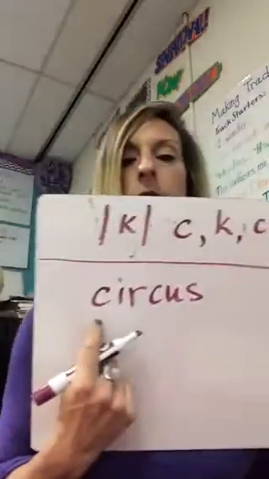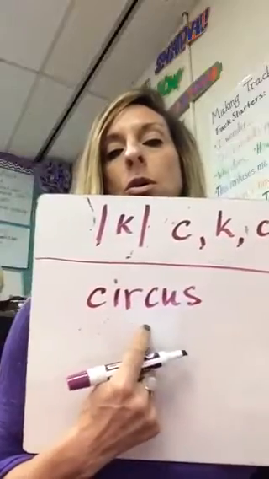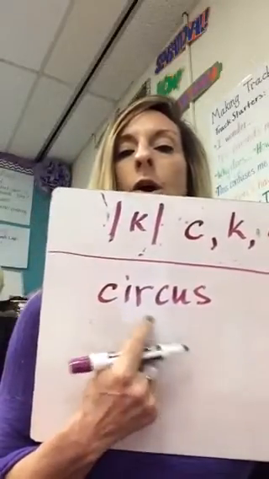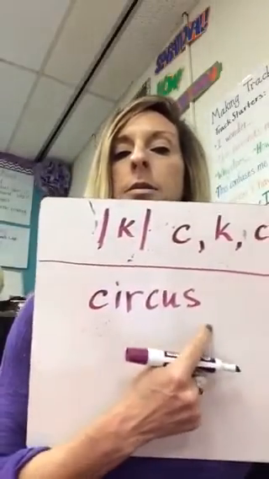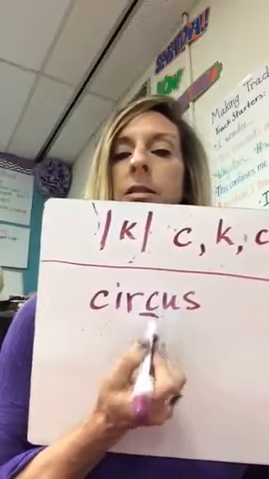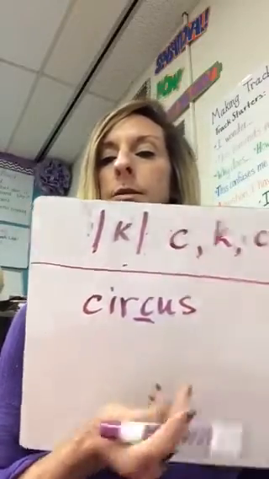Okay, next one. Let's do circus. Circus. Don't get tricked on this one. Circus does not start with an S. It starts with a C. Circus. So us. So this C makes the k sound. Circus. Okay, the next word that I want you to do is flake. Flake.